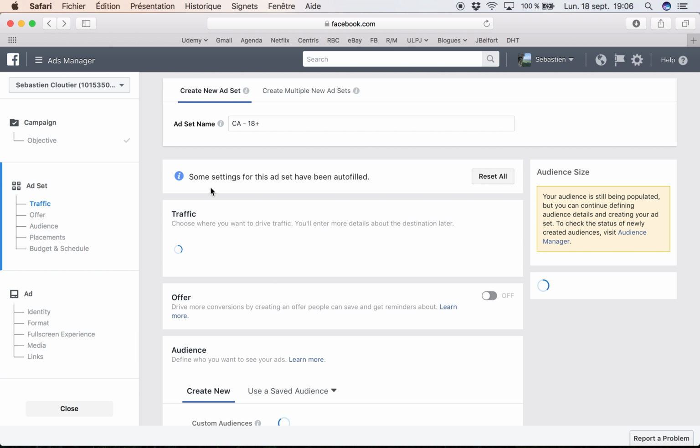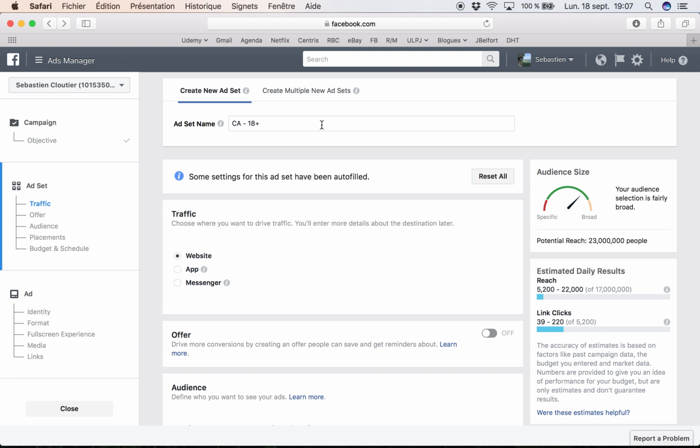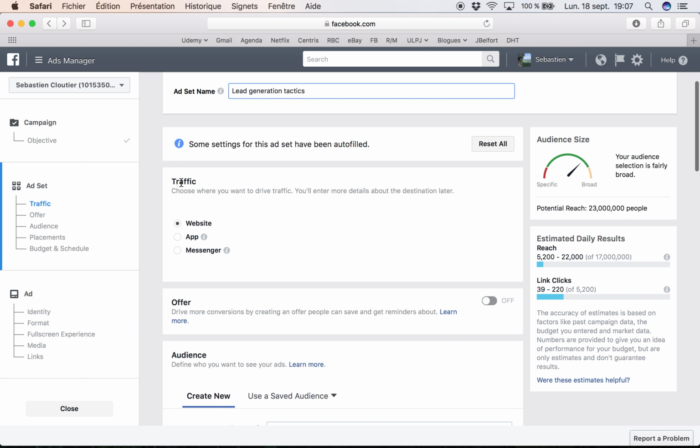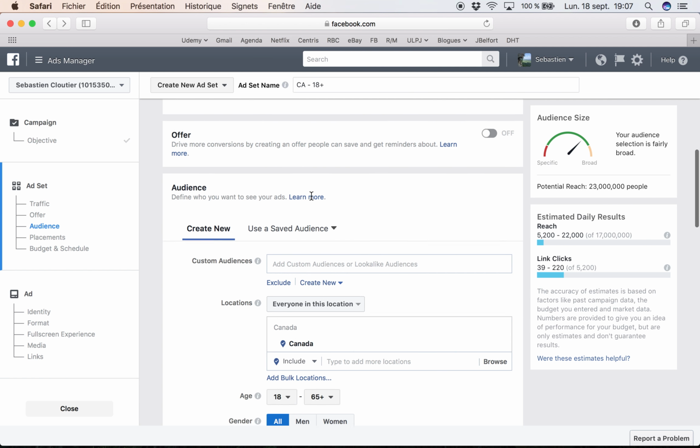You're going to click right there, and then you're going to have your ad set name. Okay, all right. Lead generation tactics. I don't know. I'm just writing down whatever comes to my mind. So we're going to send the traffic to a website. So that's perfect. Offer, that's good.